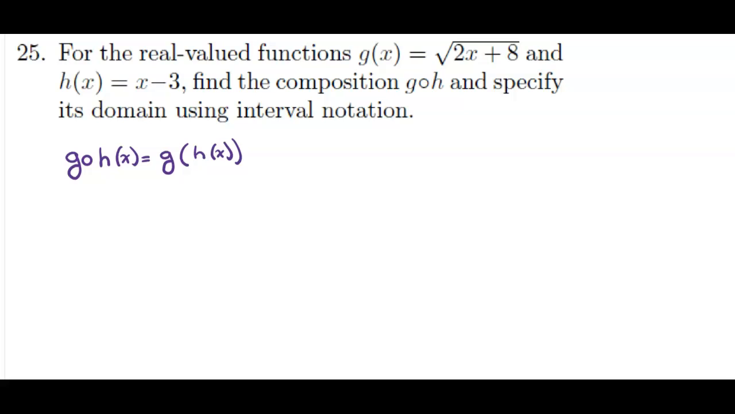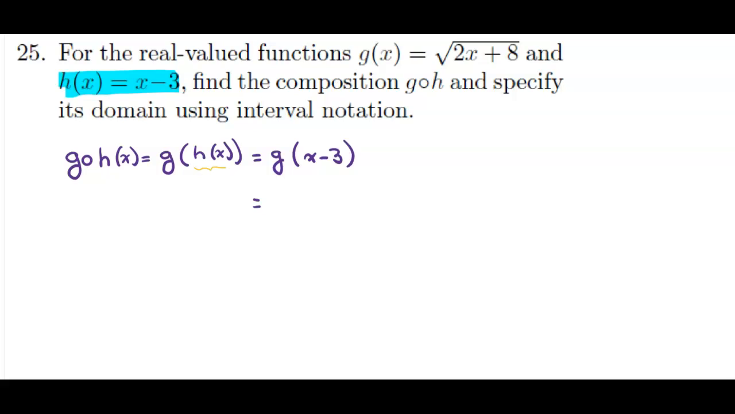So now we usually start from inside, so we're going to substitute this one by its value first. So this is going to be g of the h of x. We can get it from here. All right, so it will be g of x minus 3.